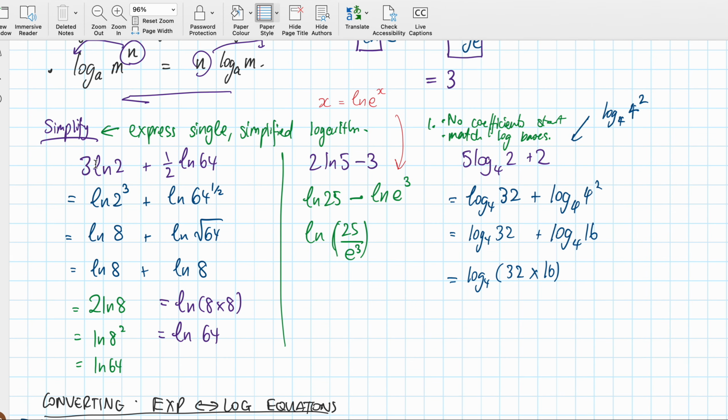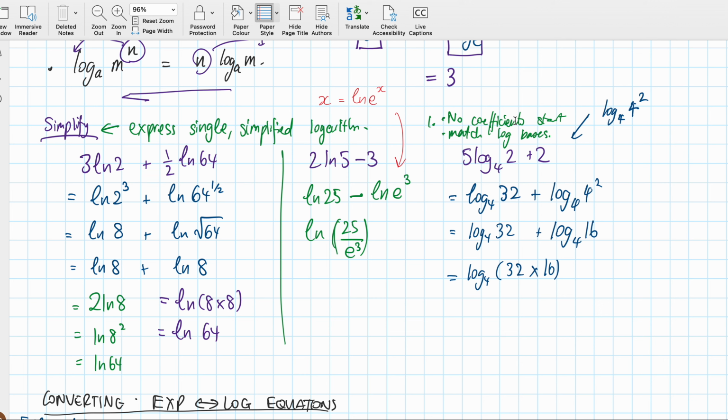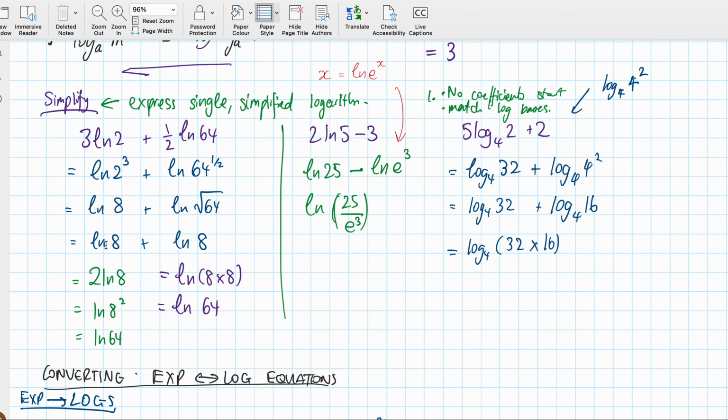So here we go. Let's look at this one: 3 ln 2 plus half ln 64. First step, no coefficients. So bring the 3 up there and the half here. Now I know that 2 cubed is 8, so we're evaluating now, and the square root of 64 is 8. Next step is we want to bring these together: ln 8 plus ln 8.